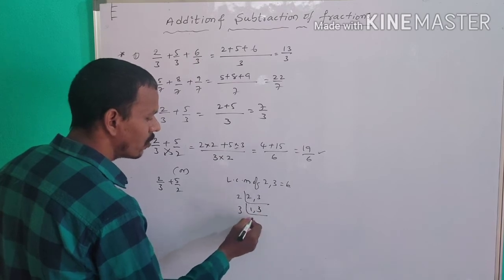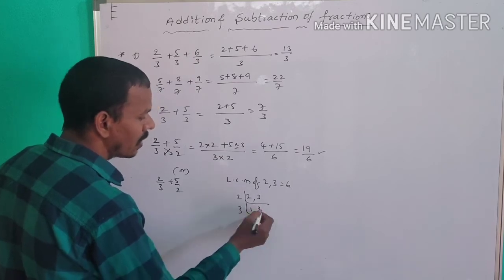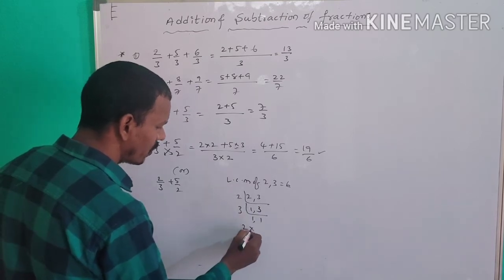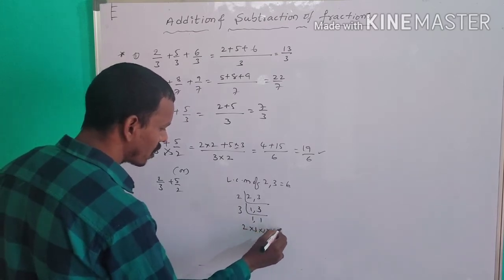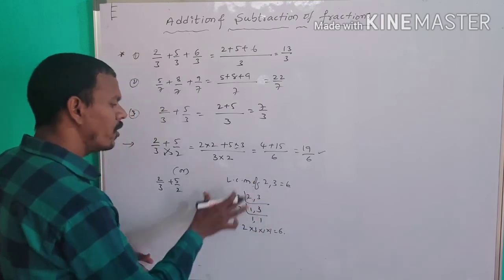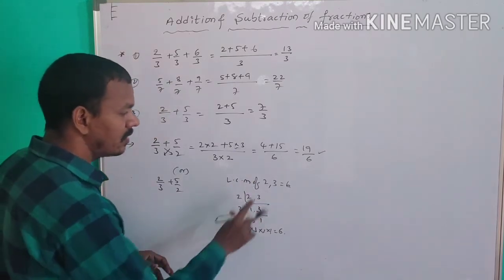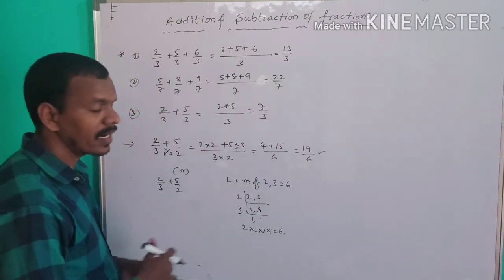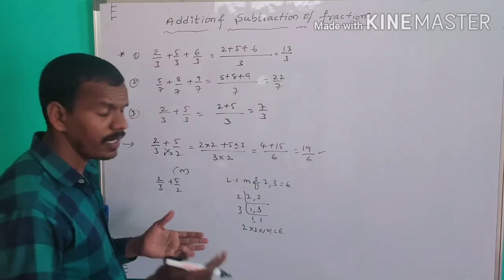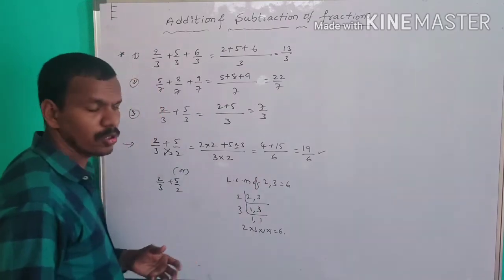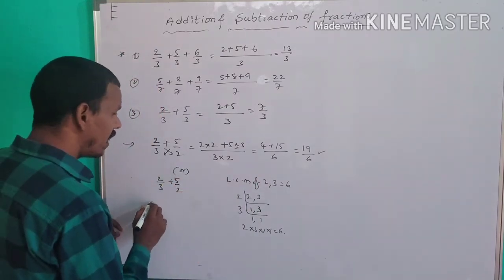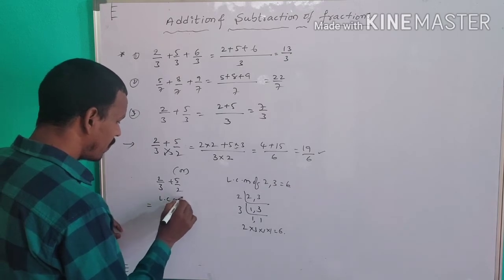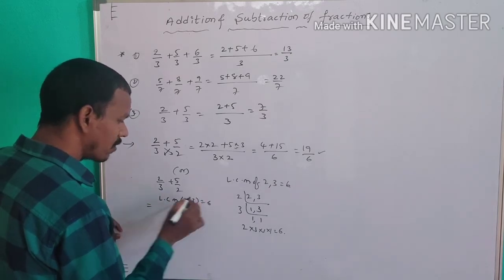And next the 3 table. 1 is as it is, and 3 ones are 3. So 2 into 3 into 1 into 1, total is equal to 6. So there is no need for this process, because these two are not coming in the same table. That's why we can multiply both. So what is the LCM? LCM is 6. Here the LCM of 2 comma 3 is equal to 6.